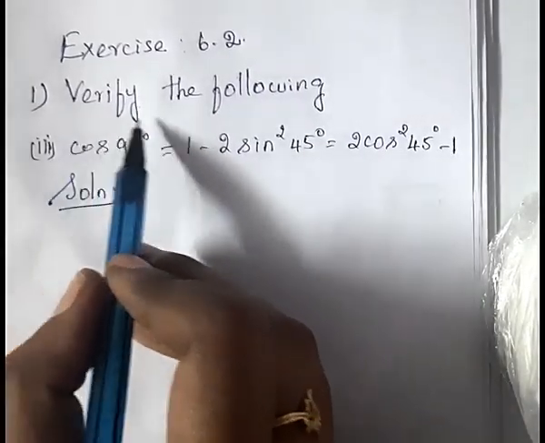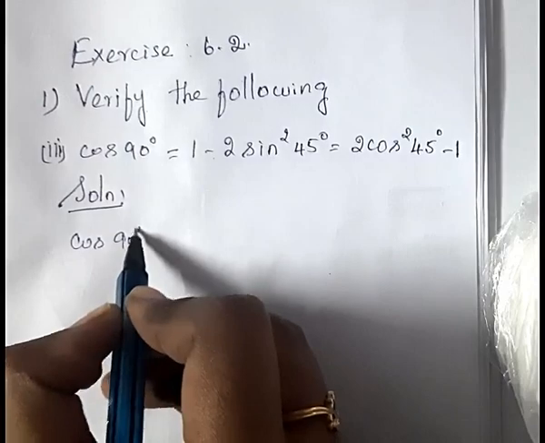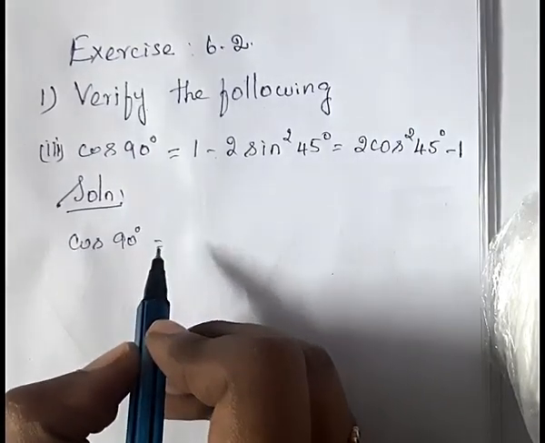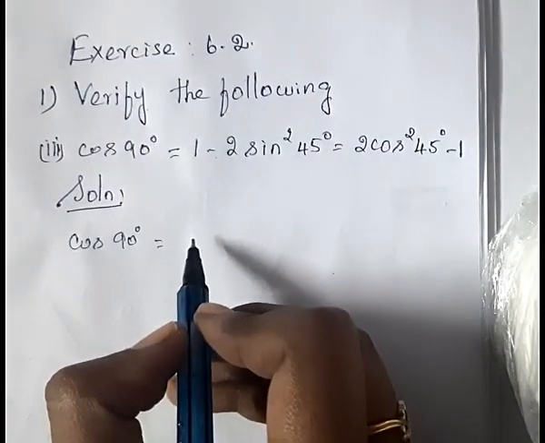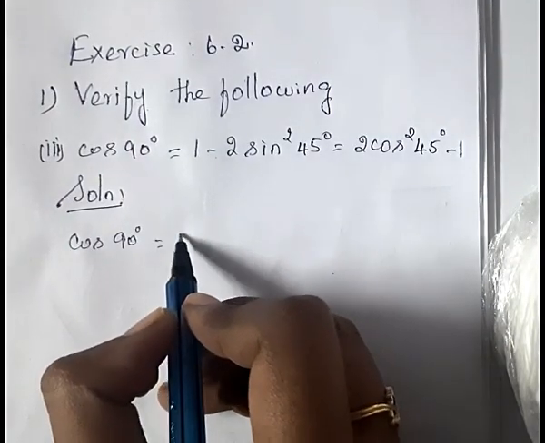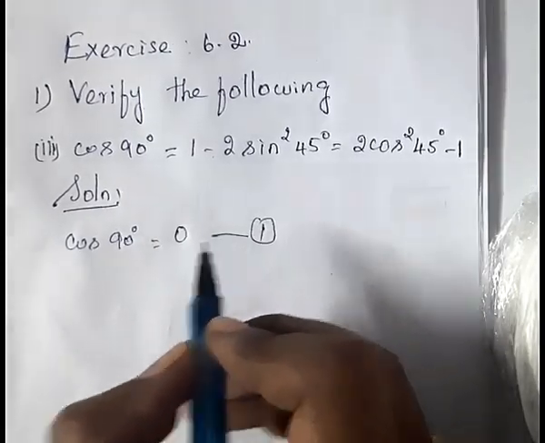So first you can take this one, cos 90 degree equal to, what is the value of cos 90 degree? Cos 90 degree equal to 0. So take this as equation 1.